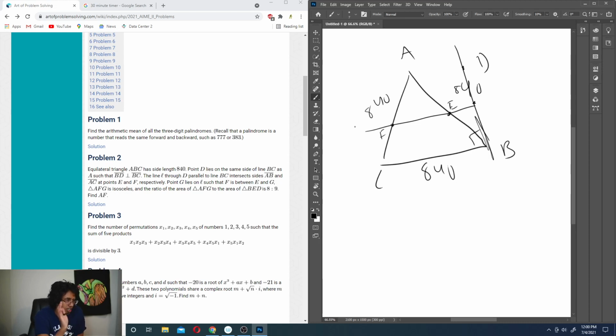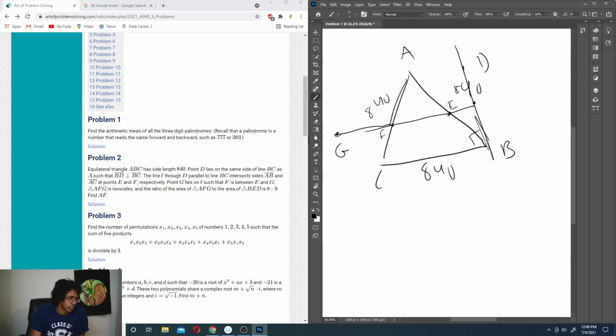So it's parallel to the line. Okay, so BD is perpendicular to BC, and a line through D, parallel to line BC, intersects AB and AC. So AB, that's E, F. Point G lies on line L, which is the parallel one. And so AFG, oh, smart. I thought I was trying to do isosceles this way, but it is doing isosceles this way. That makes a lot more sense.